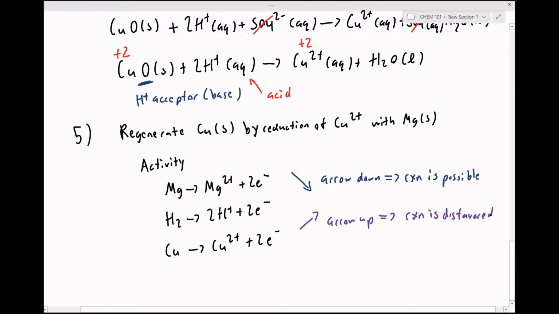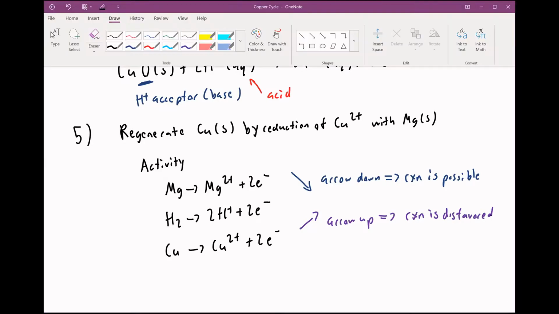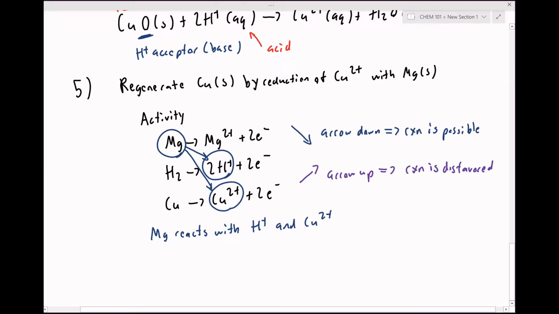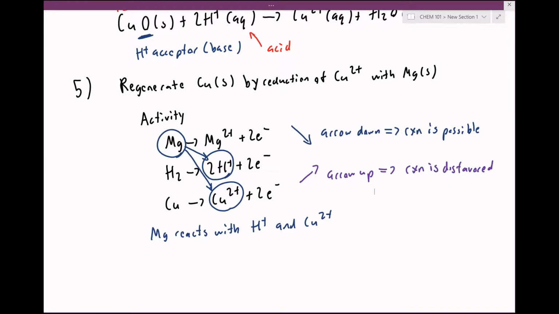Okay, so there are a few things that I'd like you to take away from this. First, if we draw an arrow going from magnesium to copper 2 plus, that reaction can definitely occur. Same if we draw an arrow from magnesium to 2H plus. So magnesium reacts with H plus and copper 2 plus. Okay, perfect. So magnesium can reduce both of these species in solution.